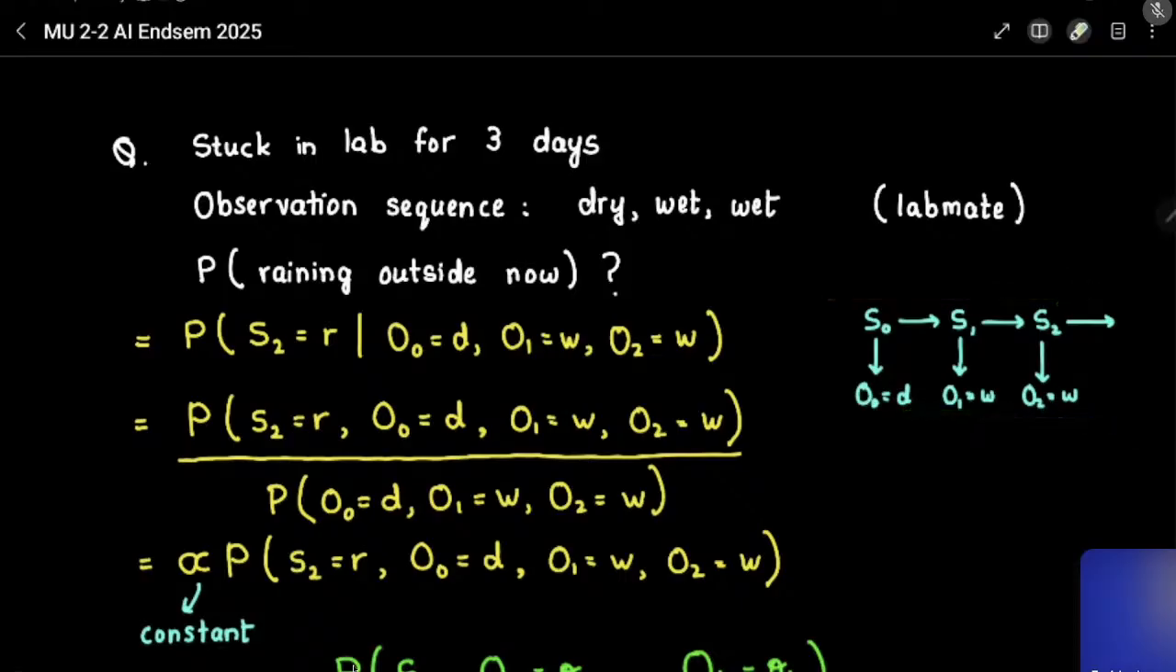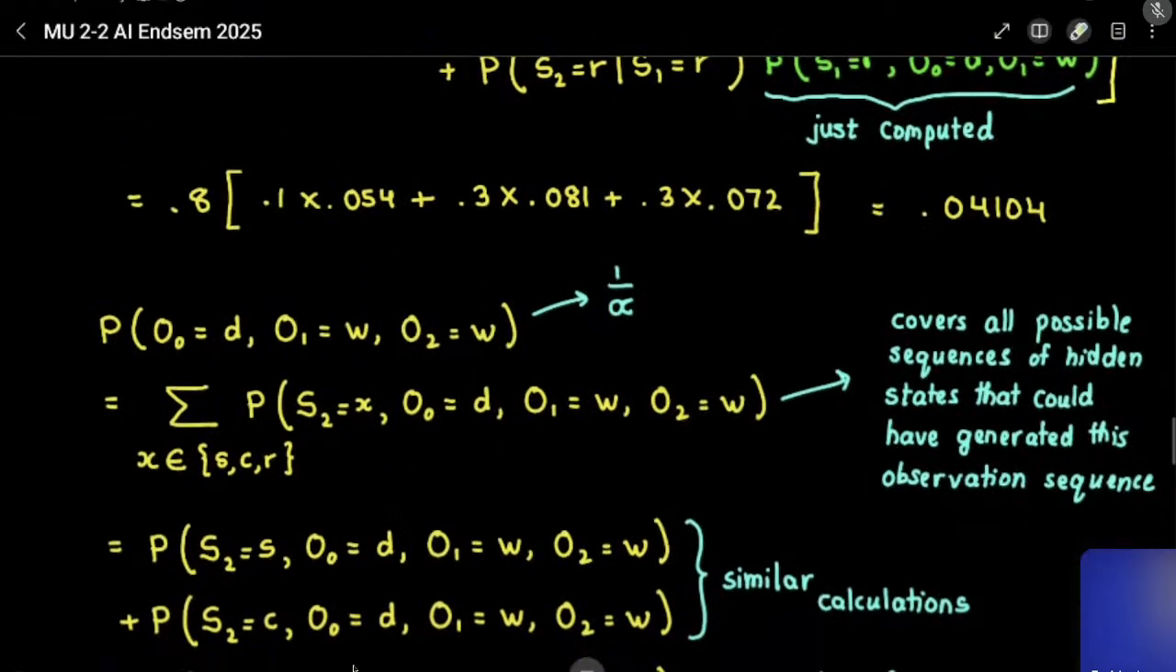It means you have to look at every possible sequence of hidden states that could have given rise to this particular sequence of observations. Yes. So that is what I wrote here. You have to cover all possible sequences of hidden states that could have possibly generated this observation sequence. A simple way to do that is start with, introduce one hidden state and take the summation.